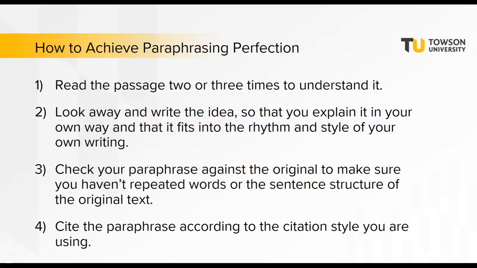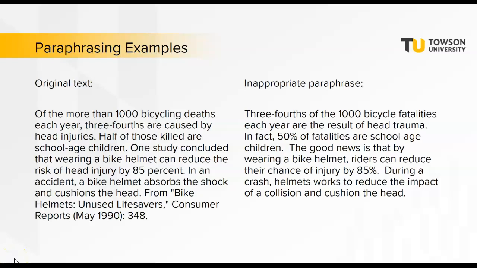And then what I do is I look back and I check the paraphrase against the original to make sure that I haven't repeated words or the sentence structure or things like that, and that it accurately reflects the original text. And then finally I look at my signal verbs and I make sure to cite the paraphrases according to whatever citation style I'm using. So let's look at an example together.